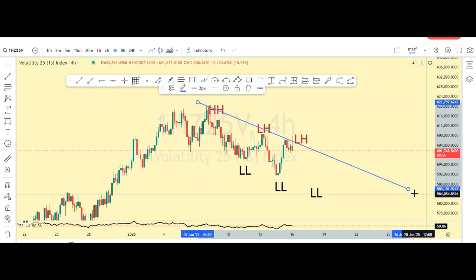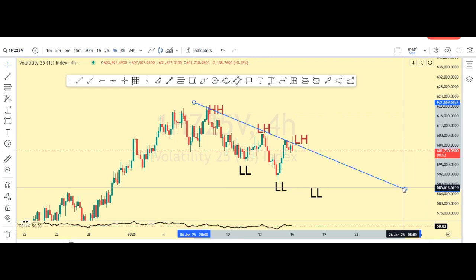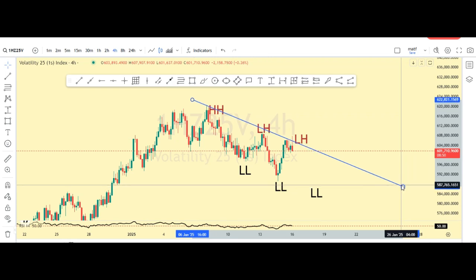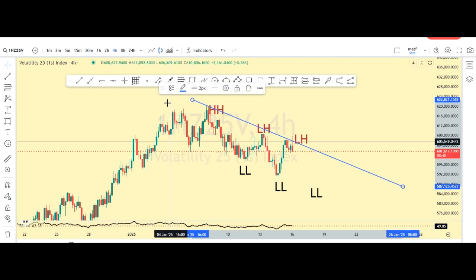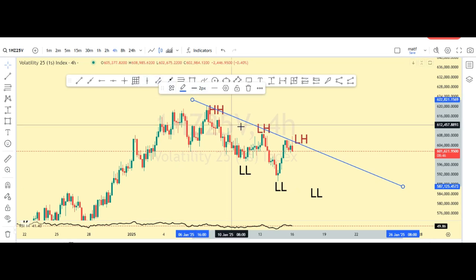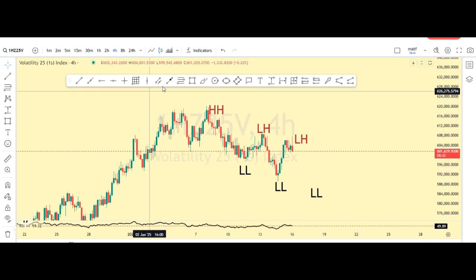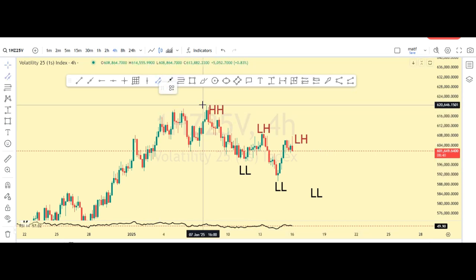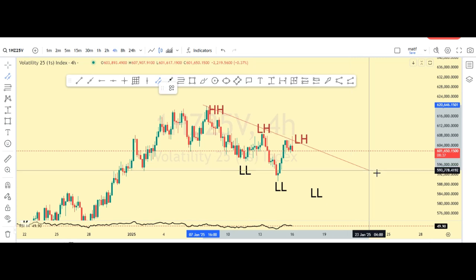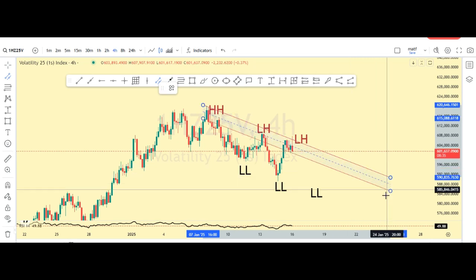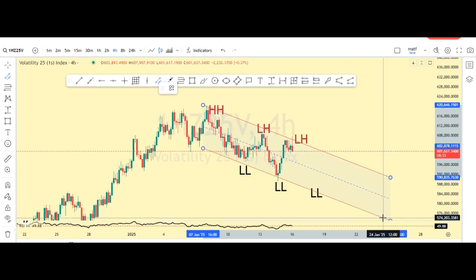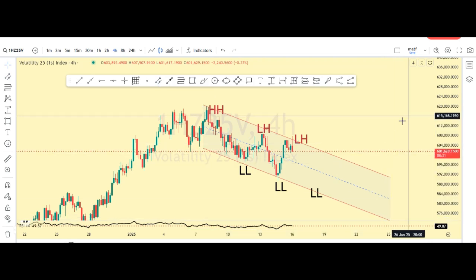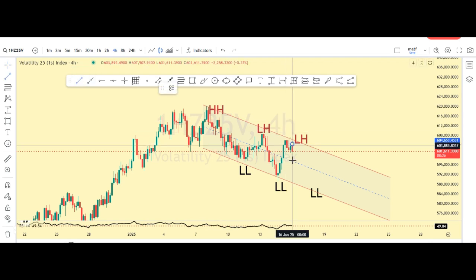Price is respecting the trend line, so let's assume that this is a trend line. Let me use the channel line instead. If this is the channel line, look at what price is actually doing. Can you see what is happening right now? The market is going to come down, price coming down to this level to give us a lower low.